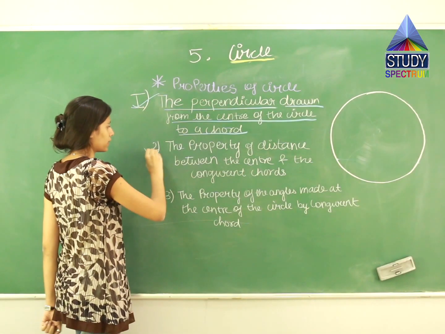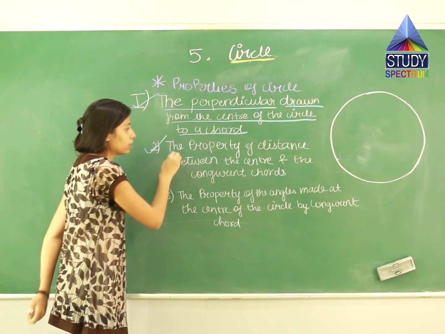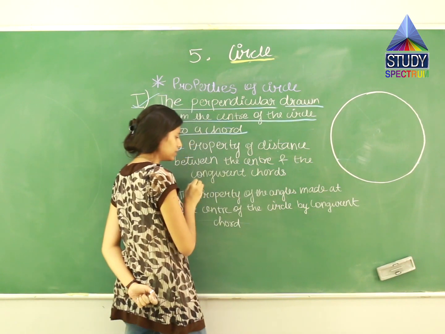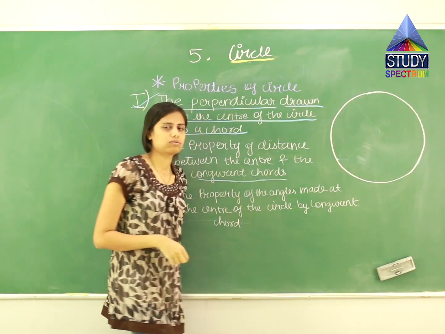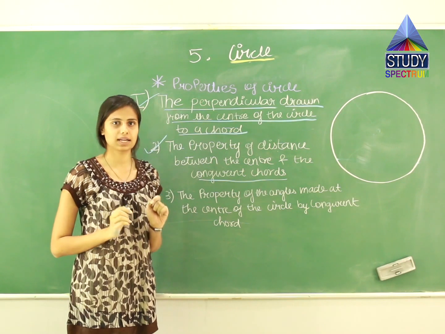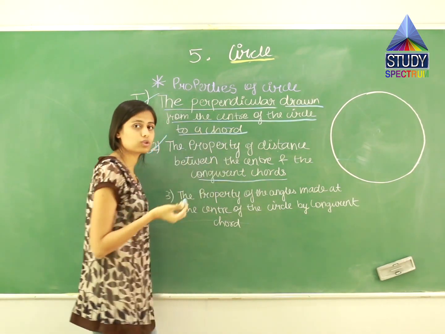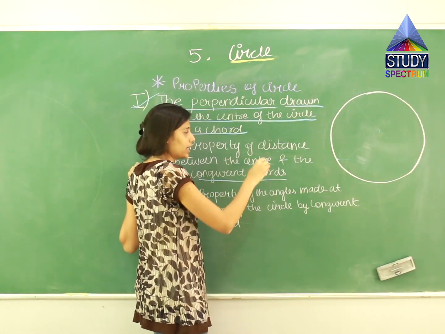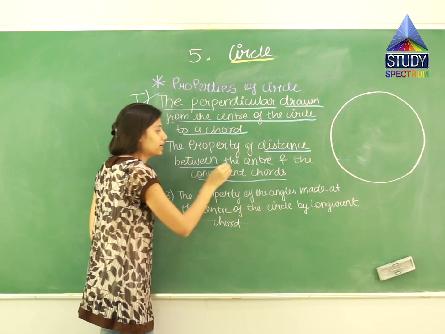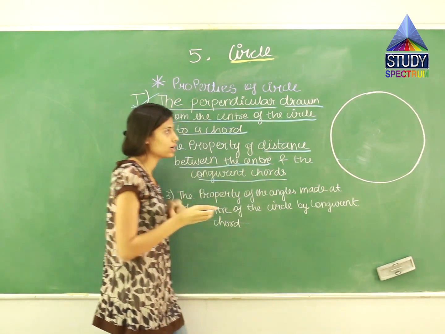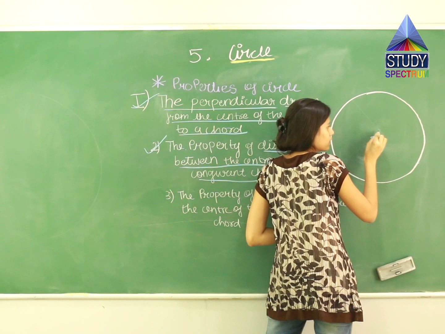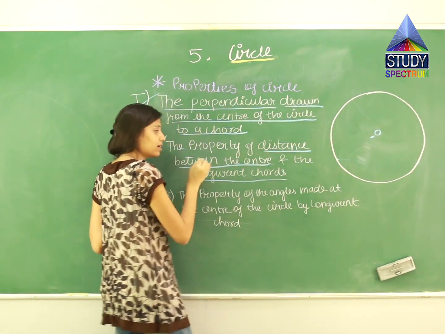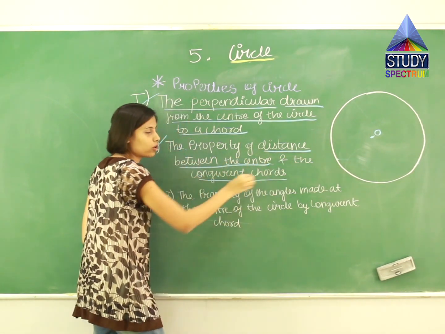Move on to the next property. The next property says: the property of the distance between the center and congruent chords. You did not understand, right? Now let us break the statement. The property means they are trying to tell you that there is one property, and what is the property? That the distance between the center, so first you have to have what? A center. So let us draw a center. This is the center O. Between the center and the congruent chords, means what?